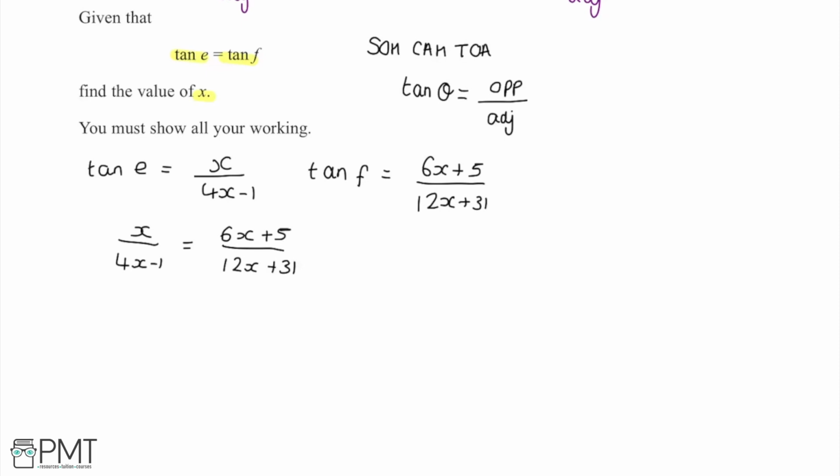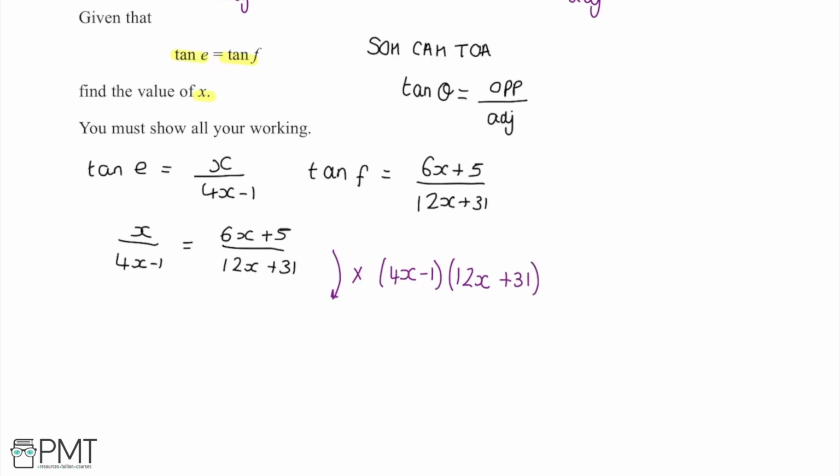Now we basically just need to multiply up both sides of the equation to eliminate this fraction. And how we can do that is kind of by cross multiplying them, or by multiplying both sides by the denominator 4x minus 1 and this denominator of 12x plus 31. So if I take this and multiply by 4x minus 1, that's going to cancel out the denominator of the left hand side, and multiply it also by 12x plus 31 to cancel out the denominator on the right hand side.